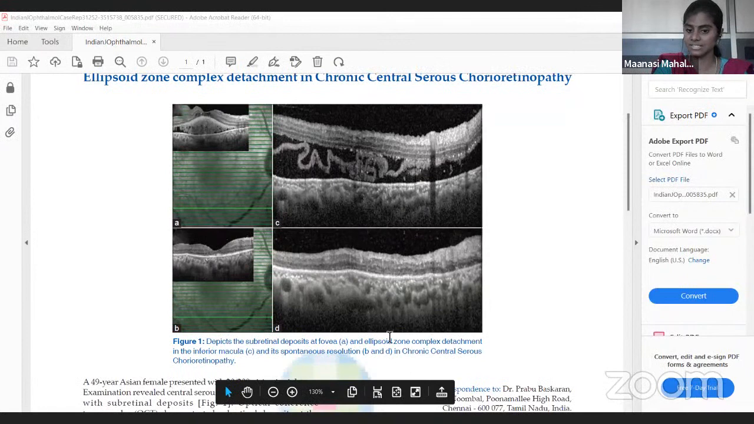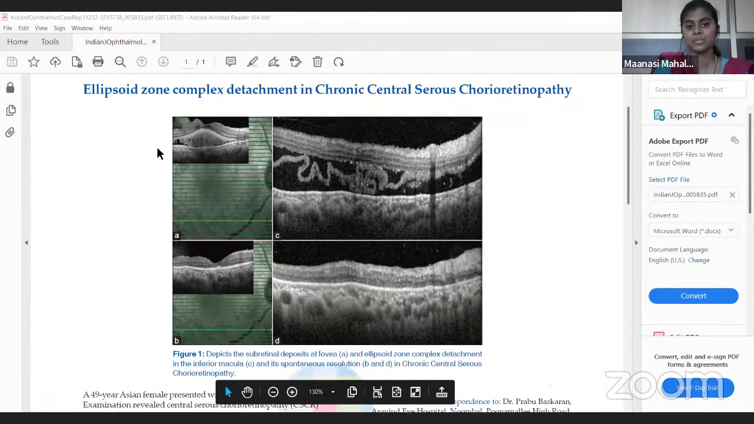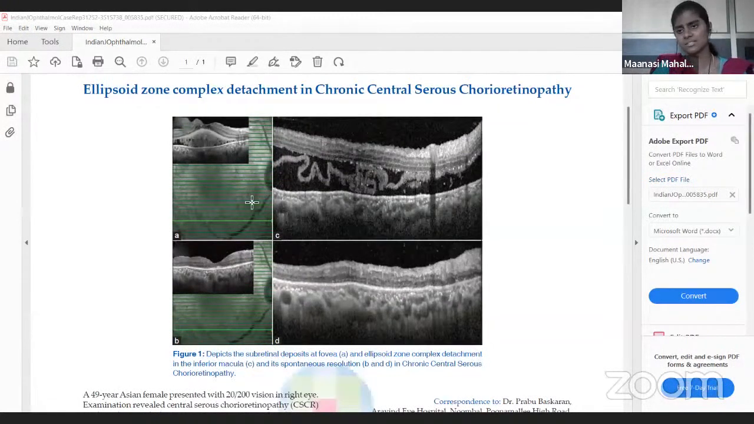We have given the legend as well, so you can give it a read. This ellipsoid zone complex is a new nomenclature. There are only a few papers available, and in our literature search we found no papers on the ellipsoid zone complex. Those were the new nomenclature followed here.